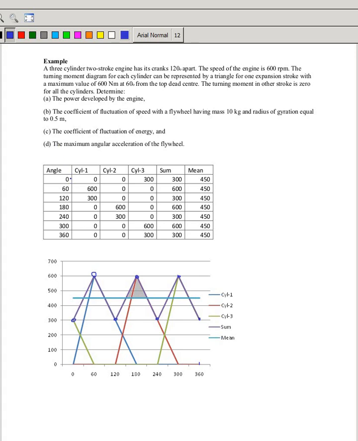So here at angle 0 degree the first cylinder is 0, the second cylinder is 0, and cylinder 3 is 300. And at 60 degree the first cylinder is 600, second cylinder is 0, third cylinder is 0. So total torque is 600. So in this way you get the sum of the torques and you can plot this.